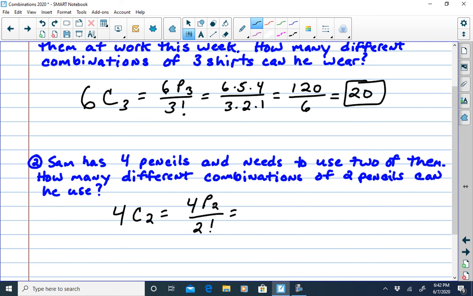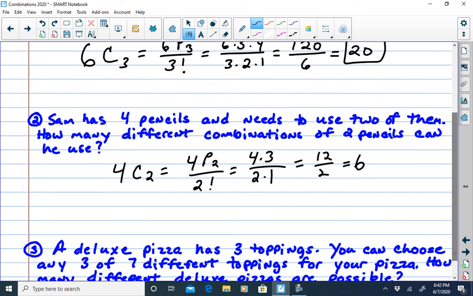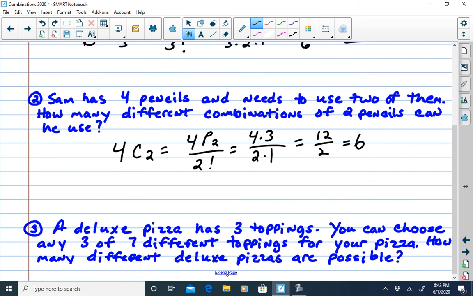4P2 is going to be the first 2 factors of 4 factorial. So that's going to be 4 times 3 divided by 2 factorial, 2 times 1. It's going to give us 12 divided by 2. 12 divided by 2. We wind up with 6. 6 different combinations for that situation. All right? Let's try our next one.